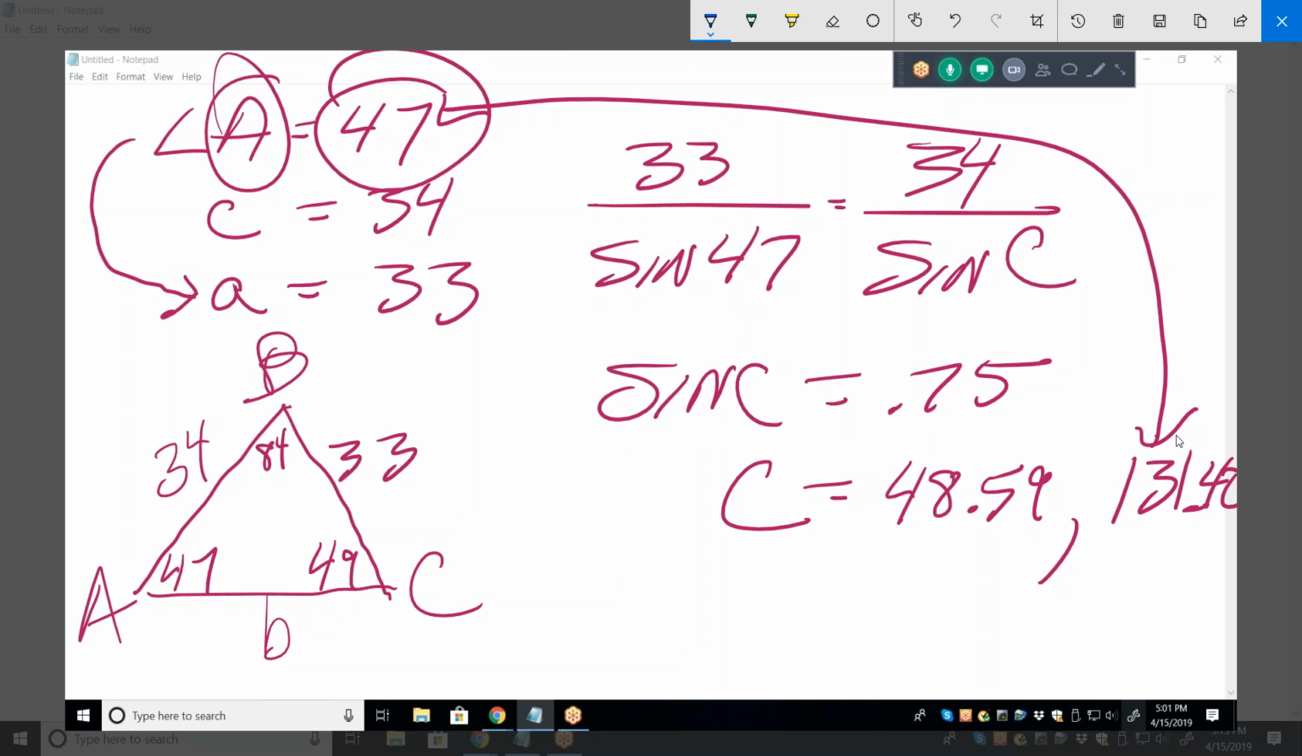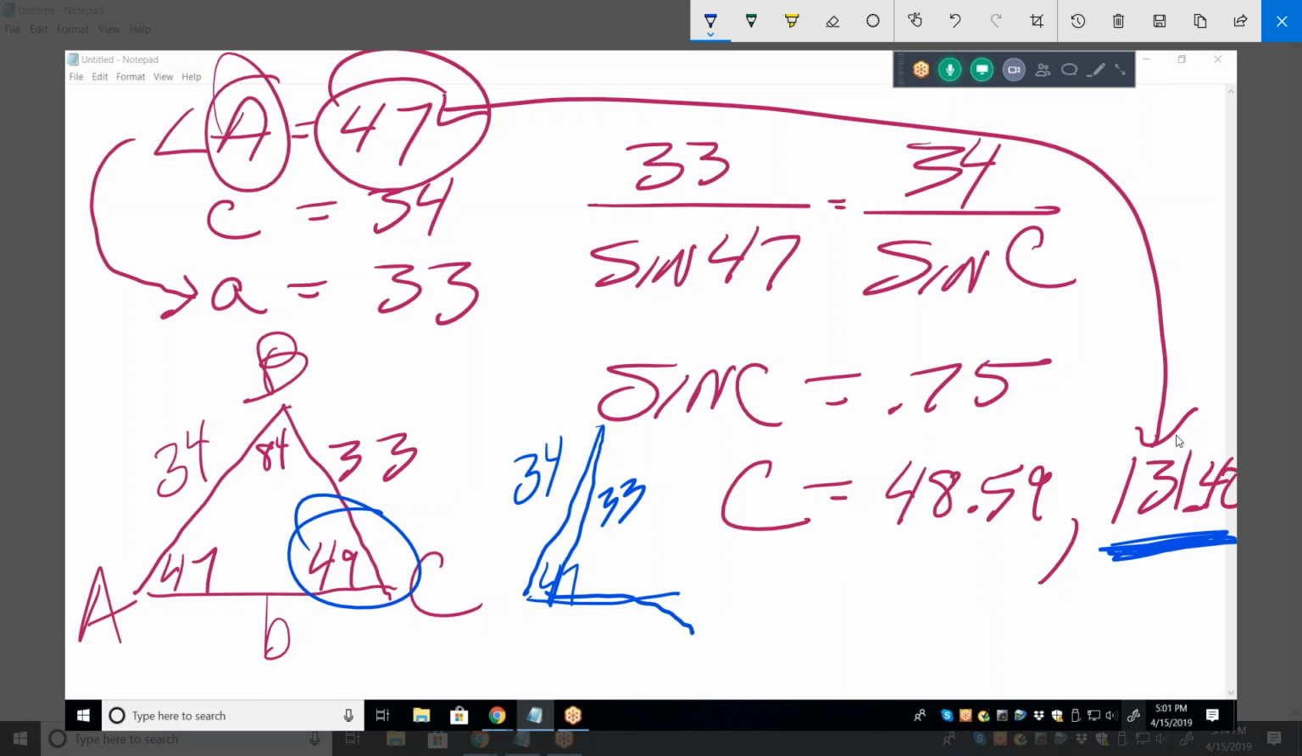Now I'm going to draw the second solution. Same angle. Same sides. Only this one goes this way. And that's 33. And this angle right here is what? 49. No, it's 49 over here. This is a totally different looking triangle. Notice that that's an obtuse angle always. So it's got to be this angle that we just calculated. That's the way it works.